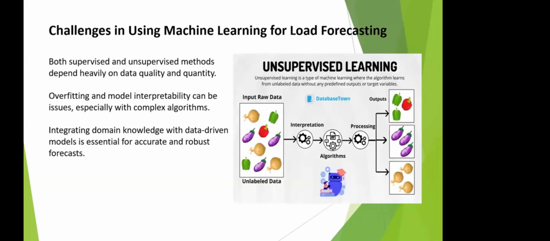Now, what are the challenges of using machine learning for load forecasting? Despite its many potentials, machine learning for load forecasting faces several challenges. Data quality and quantity are paramount, right? Incomplete, noisy, or non-representative data sets can undermine model performance. Overfitting is another risk, particularly with complex algorithms like neural networks, where models may memorize training data, failing at generalizing to unseen scenarios. Interpretability also remains a hurdle, as stakeholders often require transparent explanations for forecasts, which can conflict with the black box nature of some advanced models.